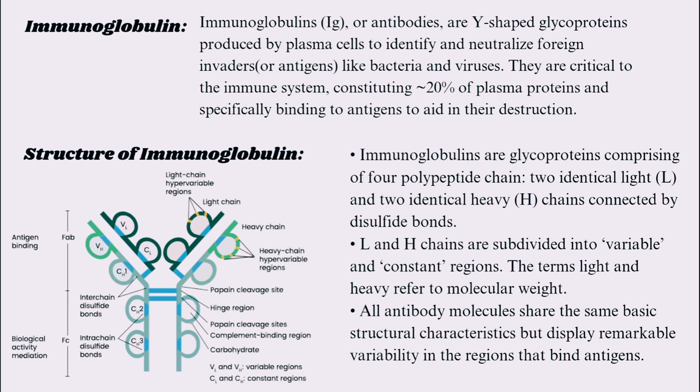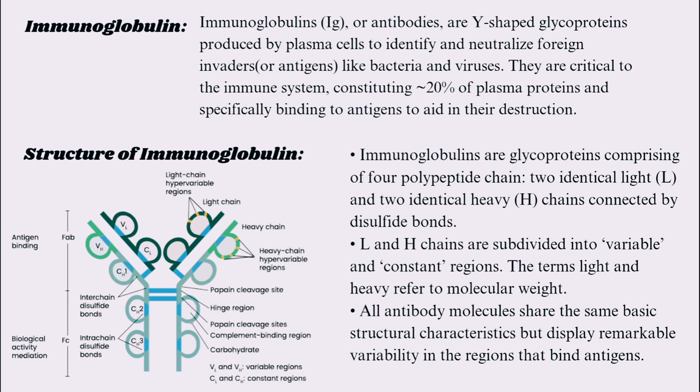As from the previous lectures, you will know that the helper T cells activate the B cells or B lymphocytes, which further activate the plasma cells, and these plasma cells produce the antibodies. And what is the primary function of these antibodies or immunoglobulins? The primary function is to identify and neutralize or kill the foreign invaders or antigens, the foreign pathogens like bacteria and viruses.